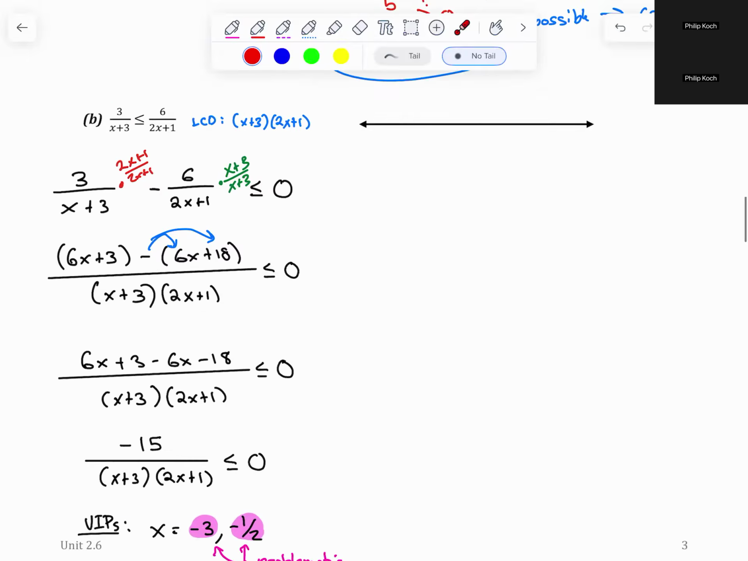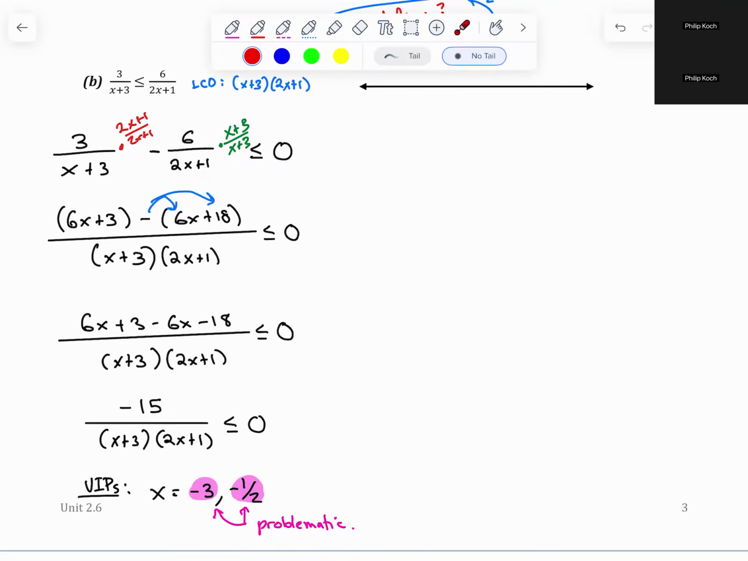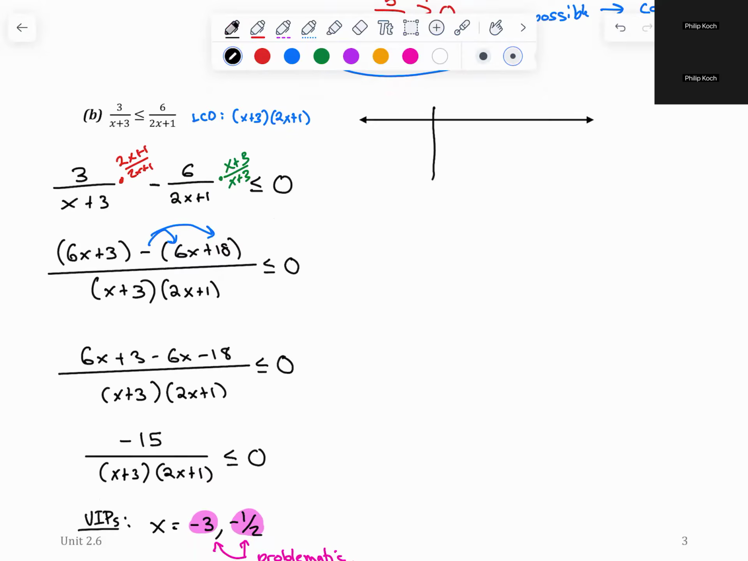So we found our VIPs. Let's go ahead and plot those on the number line. Negative 3 is more negative. So we're at negative 3 and then negative 1/2. And then we've got to use some test values. So a number less than negative 3, negative 4 is fine. A number in between negative 3 and negative 1/2, negative 1 will work. And then a number greater than negative 1/2, 0 is a great choice. 1 is also a good choice.